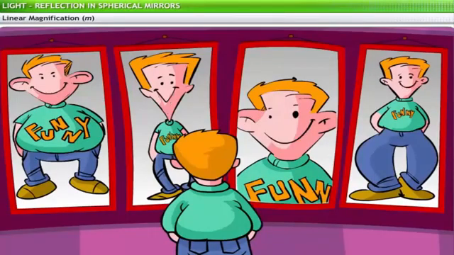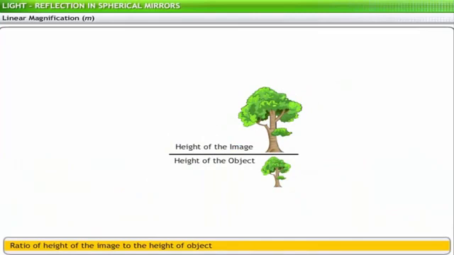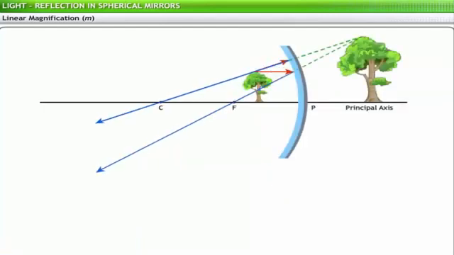The analysis of properties of images formed in convex and concave mirrors showed us that these mirrors present images that are either smaller or larger than the relevant objects. The ratio of the height of the image in a spherical mirror to the height of the object is called linear magnification. Linear magnification is denoted by small letter m. You can determine the size of the image reflected in a spherical mirror by using linear magnification.